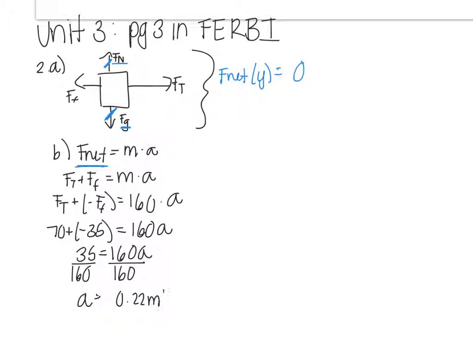0.22 meters per second squared. Now, before you circle your answer, acceleration is a vector quantity, meaning it has direction, and we are saying acceleration is in the positive direction.